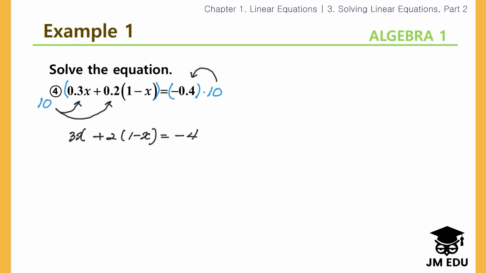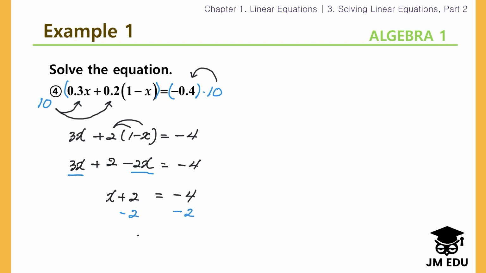Now let's eliminate this parenthesis. So we have 3x plus 2 times 1, that's 2. 2 times minus x, that's minus 2x, is equal to negative 4. We have like terms. So 3x minus 2x, 3 minus 2, that's 1x. So x plus 2 is equal to negative 4. Now, eliminate 2 on the left-hand side. Minus 2, minus 2. So x is equal to negative 4 minus 2, that's negative 6.